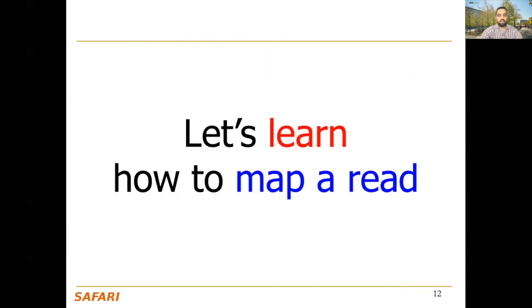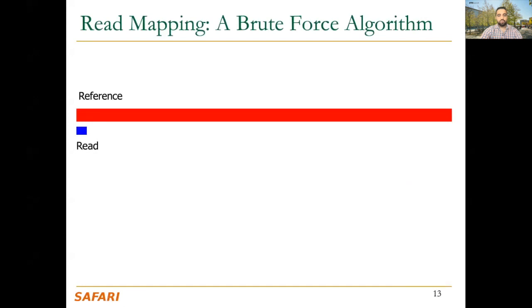Now, assume we have the data. How do we map a read? A brute force solution would be going through the reference genome one by one. You have the reference genome here, and you pick the first read, for example, and you ask, is it similar here? Is it similar here? No, no, keep going until you find a good location that has high similarity, or the highest similarity among all locations in the reference genome.